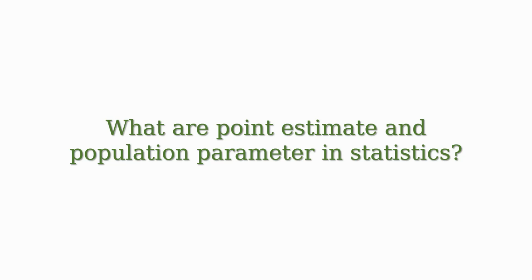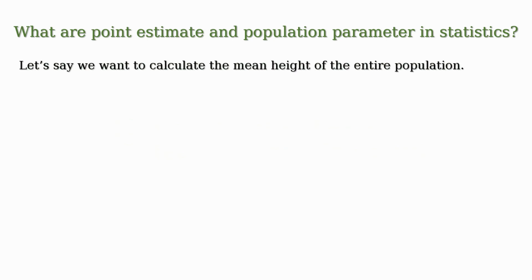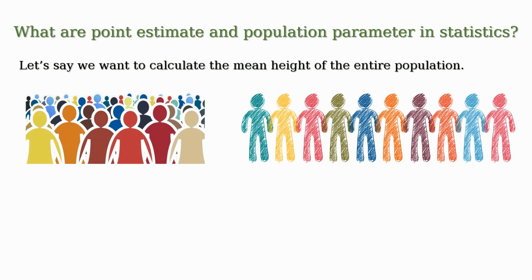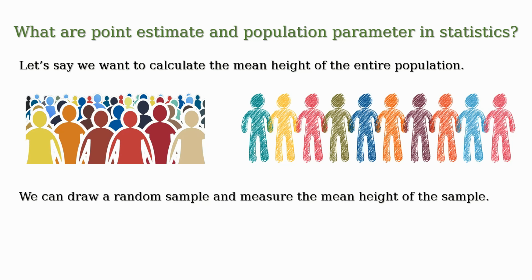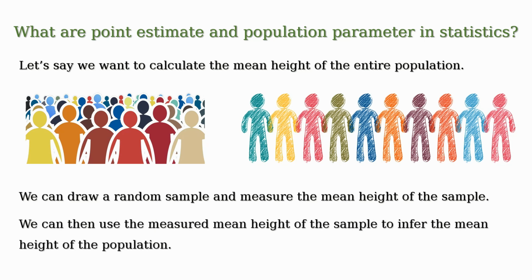In this video, we will discuss what point estimates and population parameters are in statistics. Let's say we want to calculate the mean height of the entire population. Now, measuring the heights of the entire population is not feasible. So, we can draw a random sample and measure the mean height of the sample. We can then use the measured mean height of the sample to infer the mean height of the population.